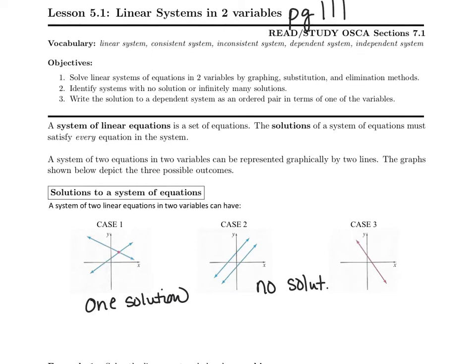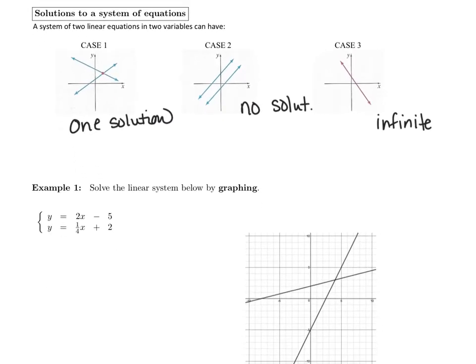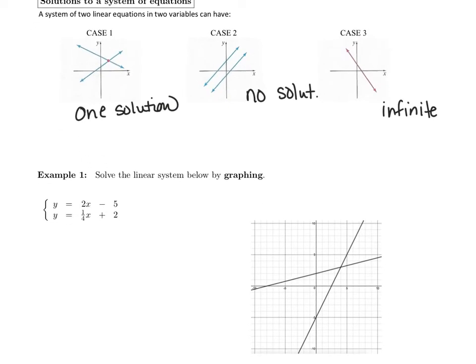And then case 3 is infinite solutions. That's two lines that are exactly the same. So when you solve systems of equations, you can solve with 3 different methods. You can solve from graphing, you can solve by substitution and elimination. Some books call elimination linear combination.